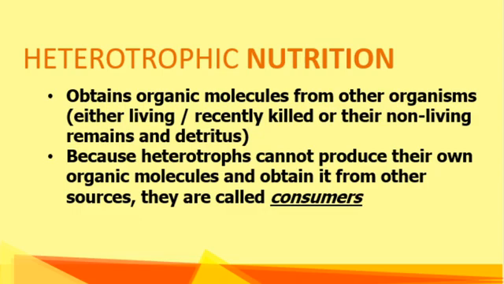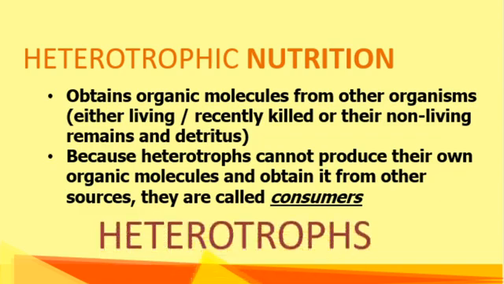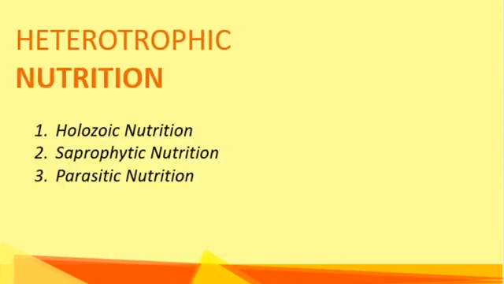Here, the different organisms obtain organic molecules from other organisms, either living, recently killed, or their non-living remains and detritus. Because heterotrophs cannot produce their own organic molecules and obtain them from other sources, they are called consumers, or heterotrophs, just like you and I, human beings. Under heterotrophic nutrition, we have the holozoic, saprophytic, and parasitic nutrition. Let's talk about holozoic nutrition first.